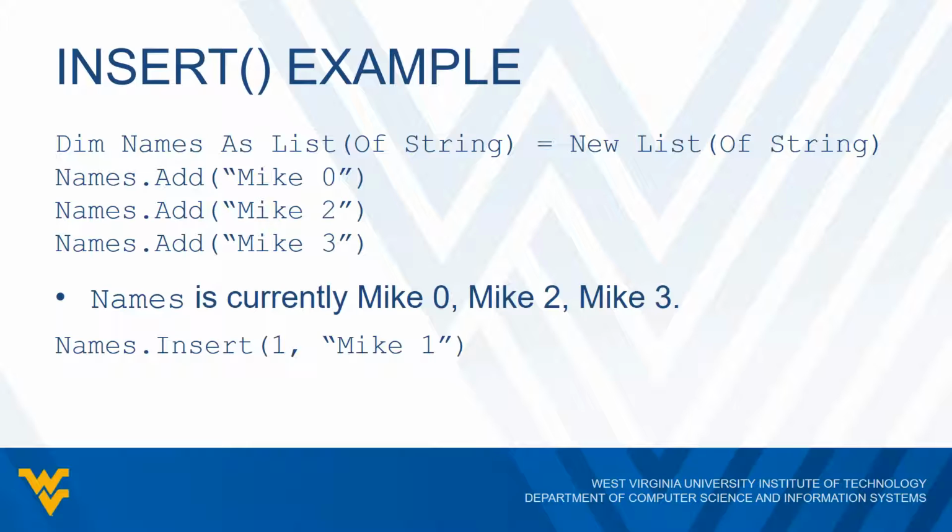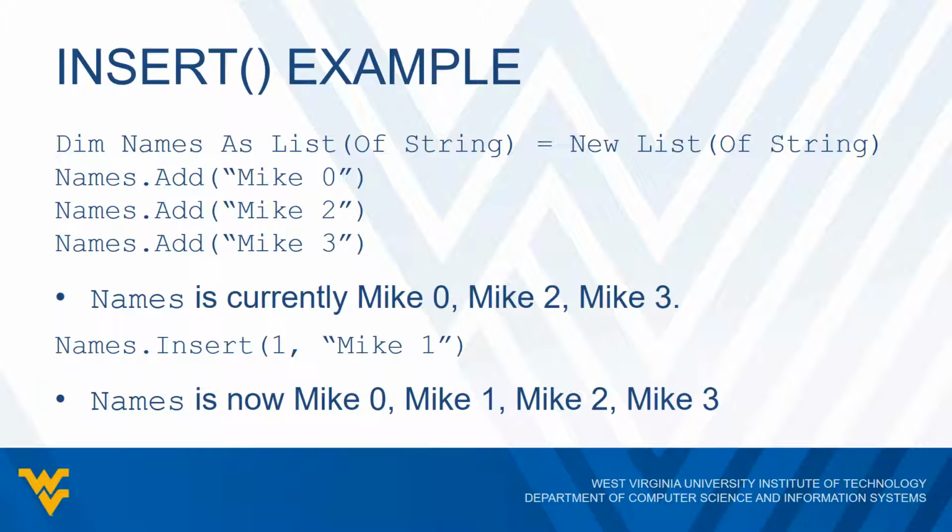Now let's suppose we were to call the insert method, and we're going to insert mic 1 into index 1. Well, we see here that mic 2 is going to be at index 1. So that means we have to move mic 2 over to index 2. But we also see that mic 3 is at index 2. So that means we're going to move mic 3 over to index 3. Then we can insert mic 1 into index 1. So after doing that, we would see that the names list now has mic 0 at index 0, mic 1 at index 1, mic 2 at index 2, and mic 3 at index 3.